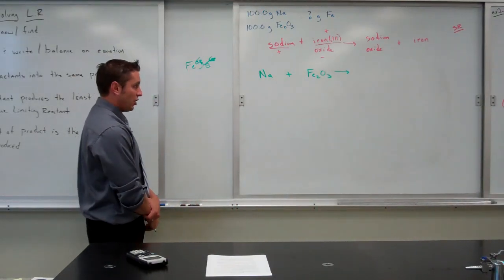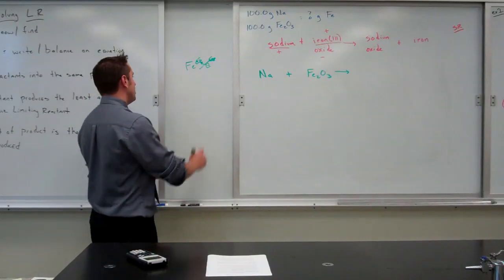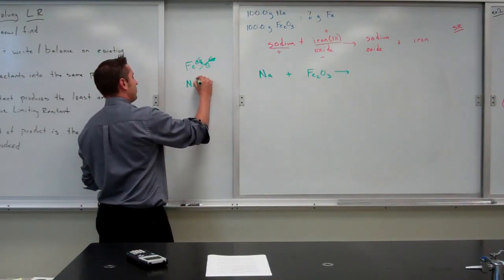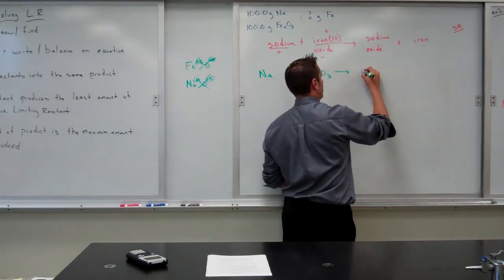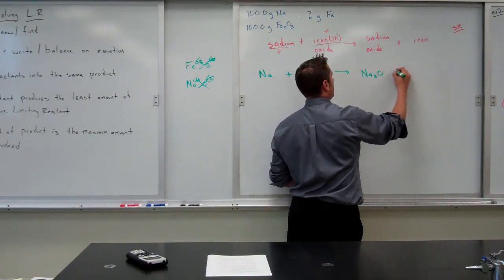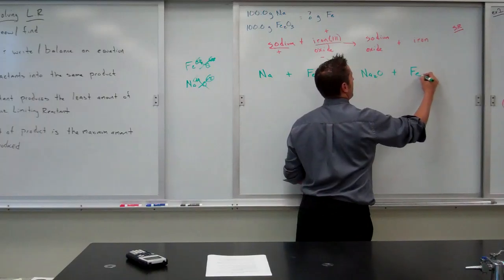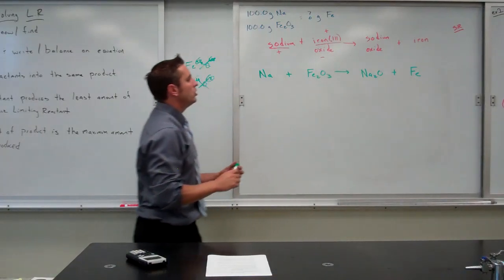Sodium oxide is a compound. Does it have prefixes? No. So you're looking at Na plus 1, O minus 2, cross and reduce, Na2O, plus iron. It's an element, not a Hover-Finkel, so it's just Fe.